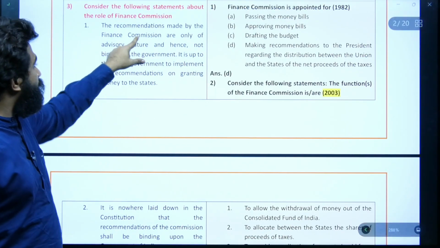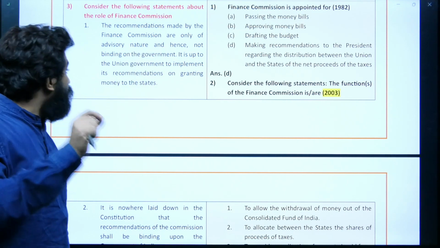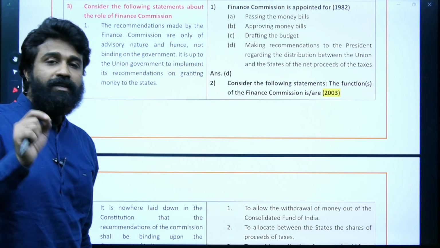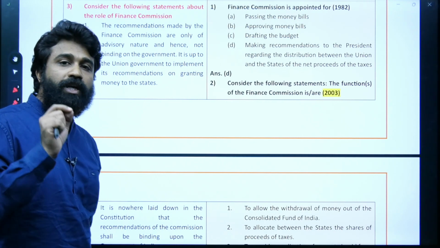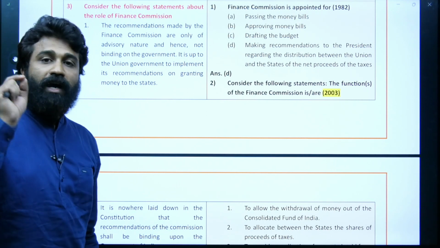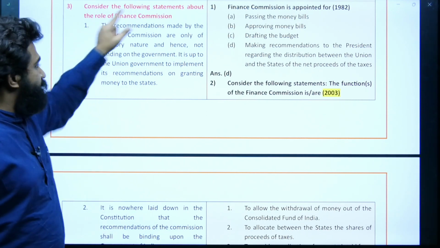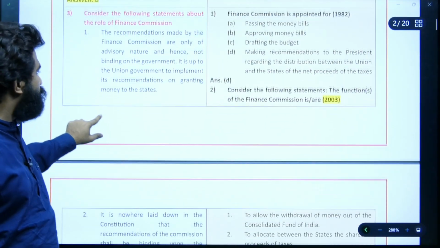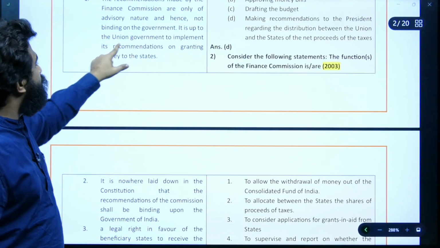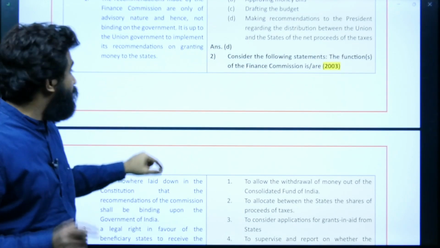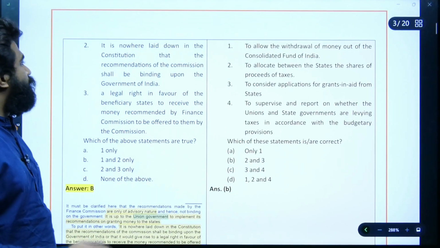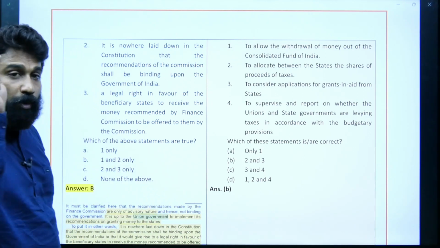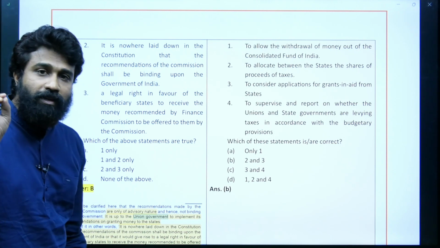Finance commission: the recommendations made by the finance commission are only recommendatory and advisory in nature, and they do not bind the central government. The central government need not follow the guidelines or advice given by the finance commission. Therefore, it is a true statement, and it is up to the union government to implement its recommendations on granting money to the states. And it is nowhere laid down in the constitution that the recommendations of the commission shall be binding.